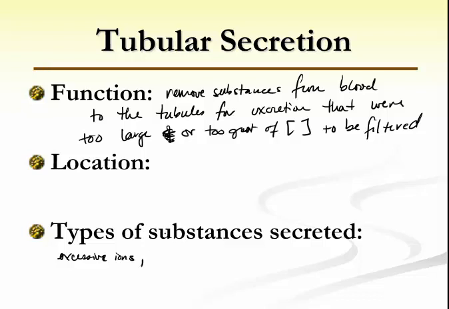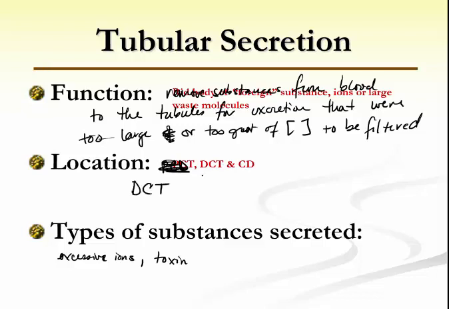Also, proteins, for example, that are too large to fit through the filtration membrane, such as toxins in the blood, like bacterial toxins. These are all things that couldn't be filtered or filtered effectively, and we still have a last chance to secrete them. Tubular secretion primarily occurs in the distal convoluted tubule. However, some can occur in the proximal tubule and the collecting duct.